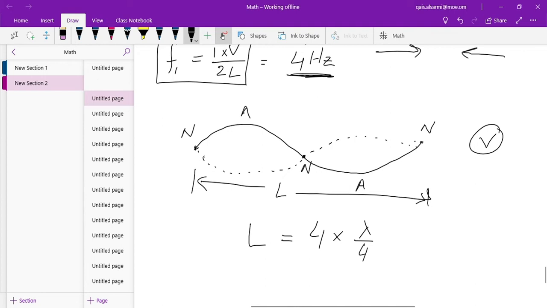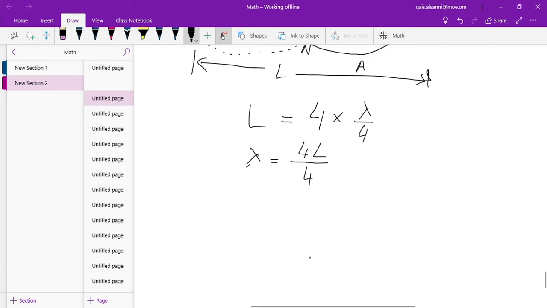Why 4 times? Because the distance from node to antinode is lambda by 4, from antinode to node again lambda by 4, from node to antinode again lambda by 4, and from antinode to node again lambda by 4. So these are 4 parts of lambda by 4. Or if you want to write lambda as the subject, lambda equals 4L over 4.